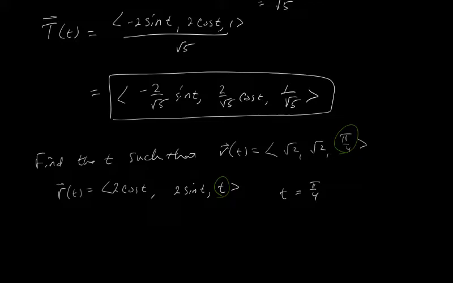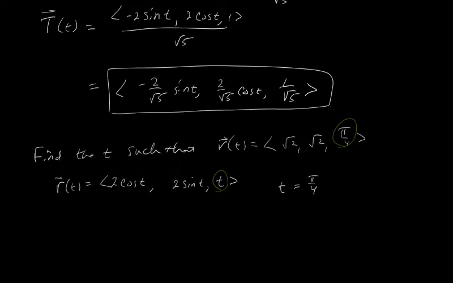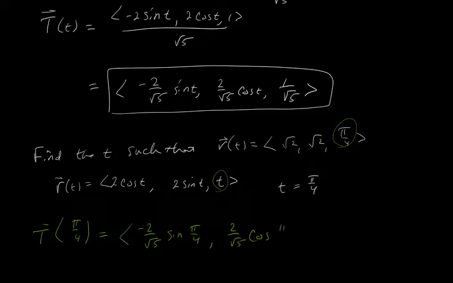We can check it by plugging pi over 4 into each of the other components. 2 times cosine of pi over 4 is 2 times root 2 over 2, which is root 2. 2 times sine of pi over 4 is 2 times root 2 over 2, which is root 2. So the t in question is definitely pi over 4. All right then, the direction vector for our tangent line is going to be T of pi over 4. That's negative 2 over root 5 times sine of pi over 4, comma, 2 over root 5 cosine of pi over 4, comma, 1 over root 5.